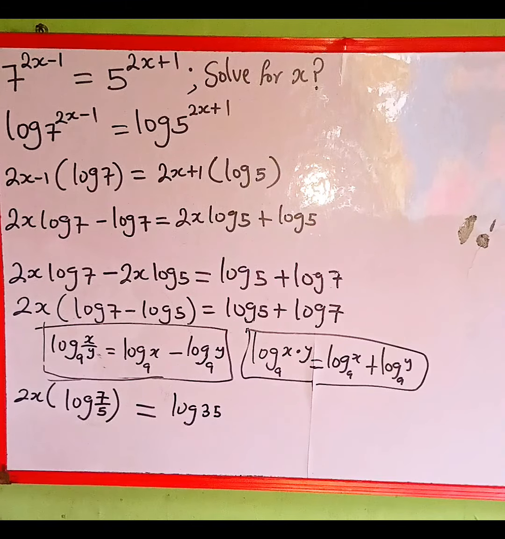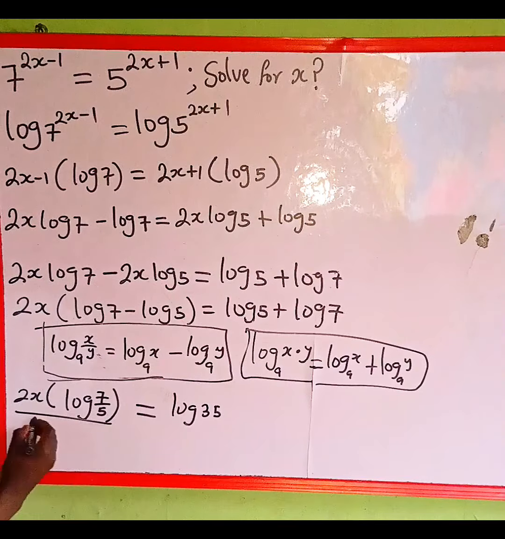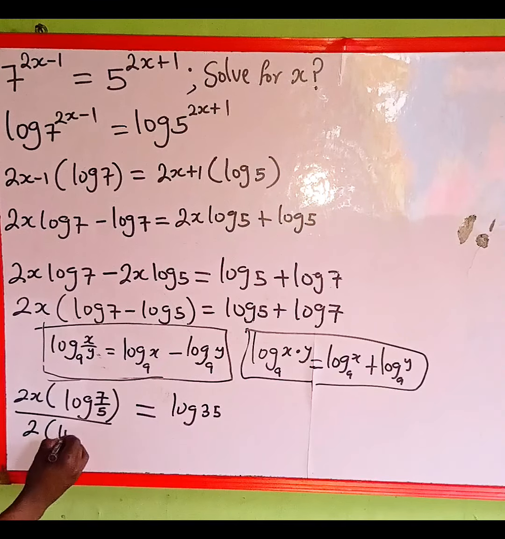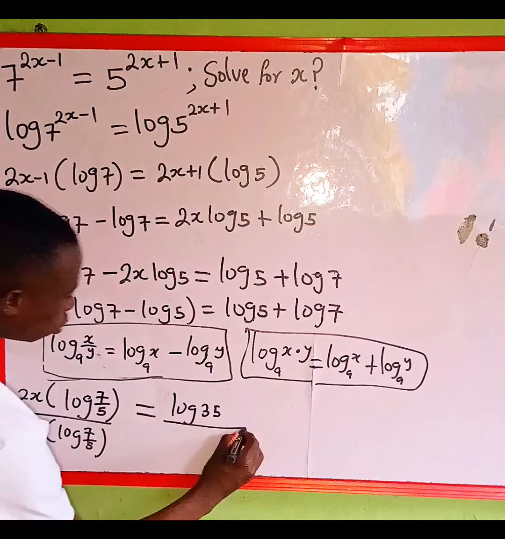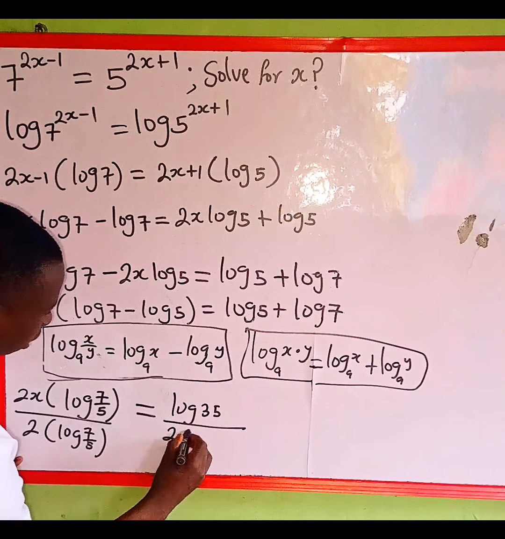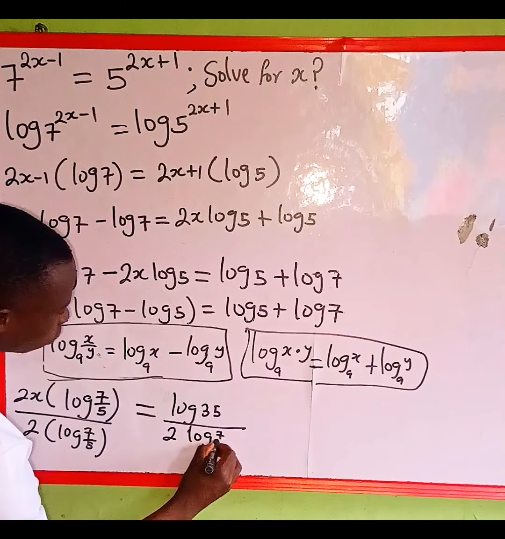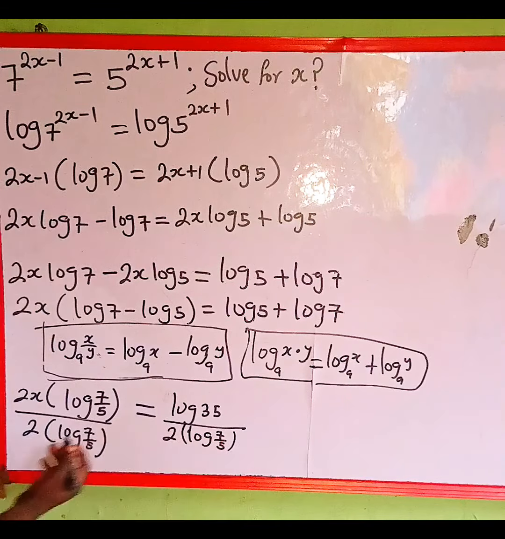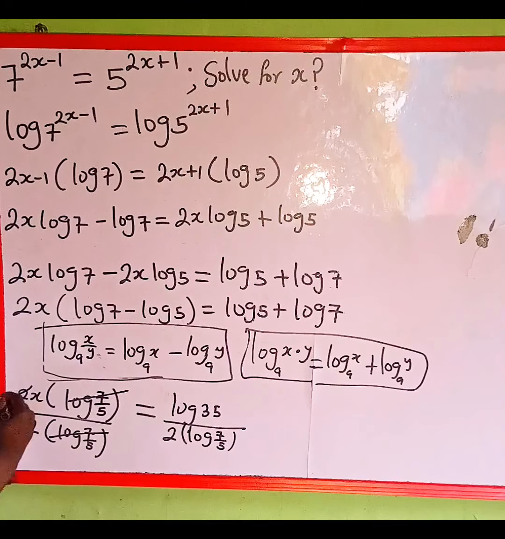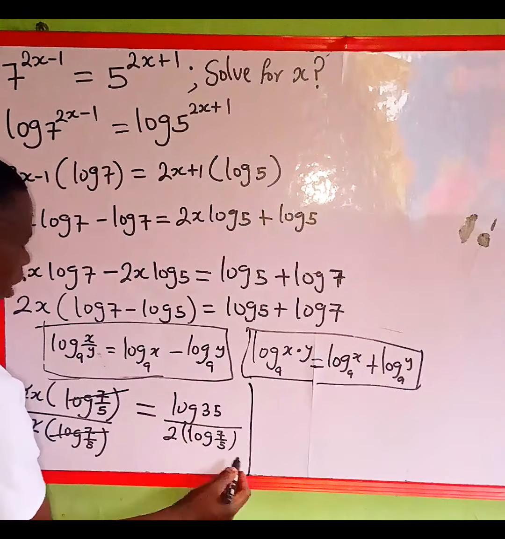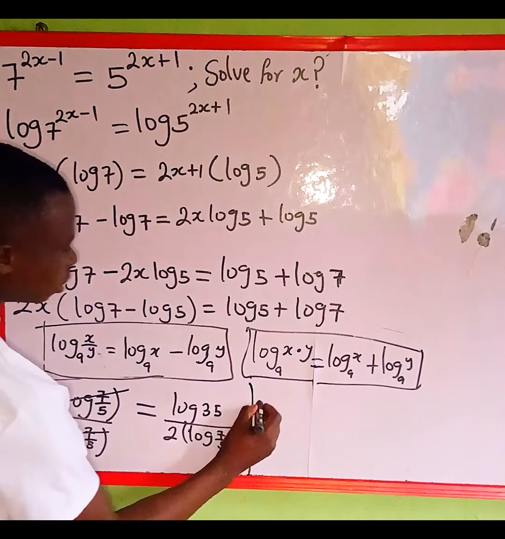Now to continue, remember we are looking for the value of x. So what do we do? We have 2 and this bracket attached to x. So we divide both sides by 2 and this bracket. So we divide the left hand side by 2, then log of 7 over 5 to base 10, and also we divide the right hand side by 2, then log of 7 over 5 to the base of 10. So the next thing we're going to do, this is going to cancel this, and this 2 is going to cancel this 2. So in the left hand side, we are left with only x, which is going to be what?